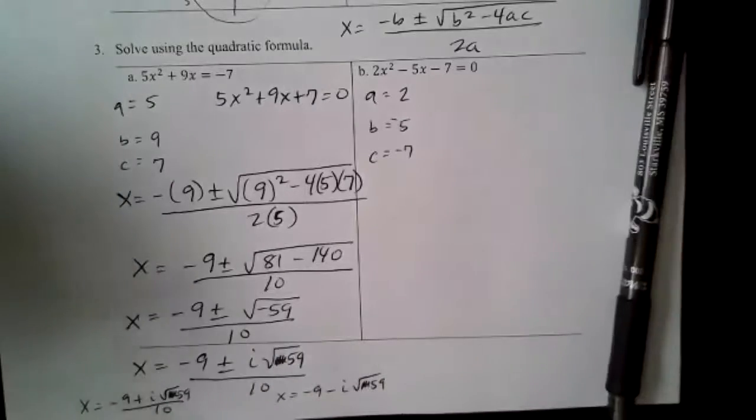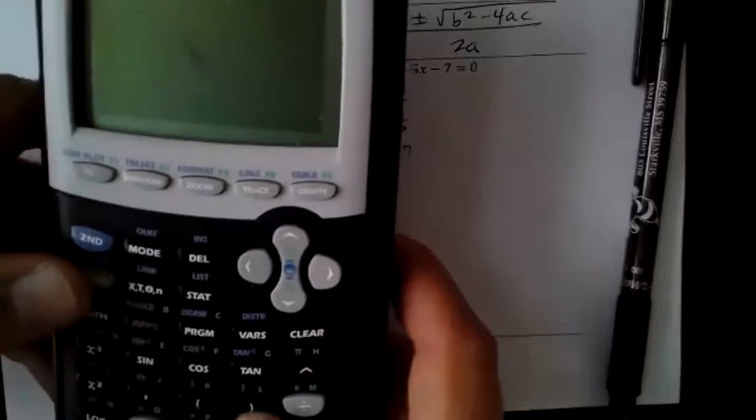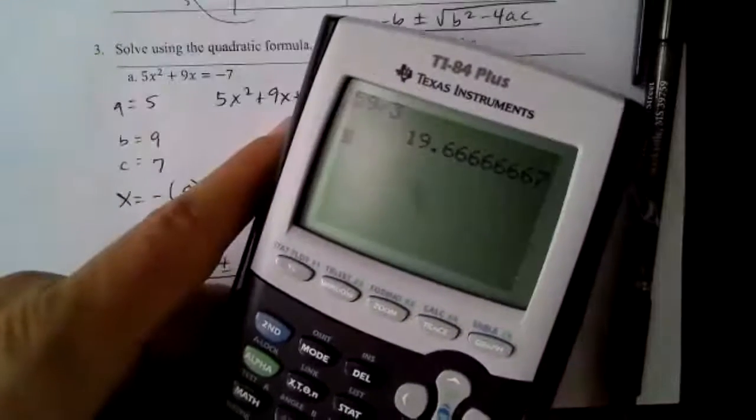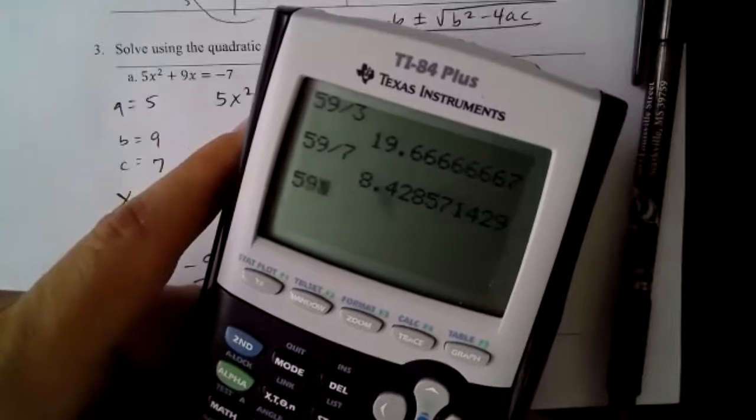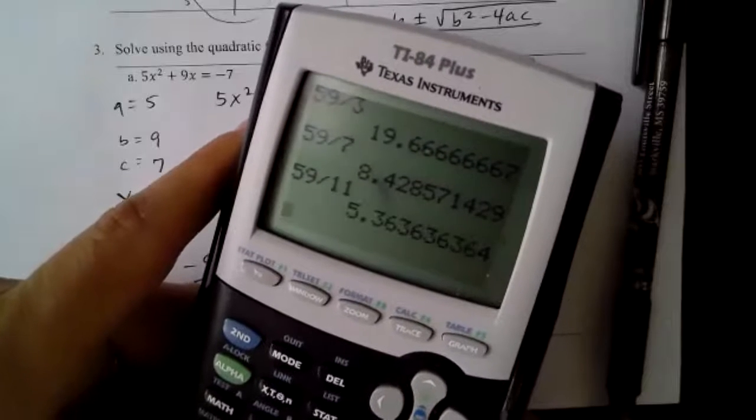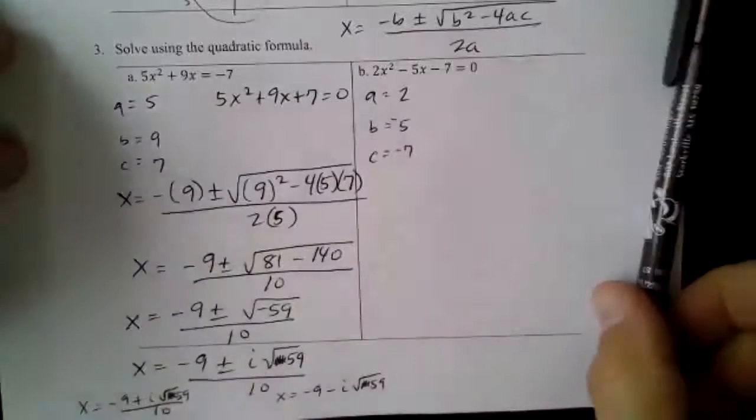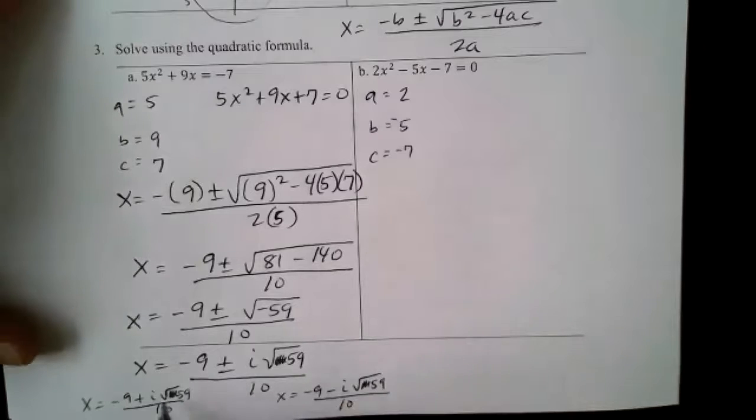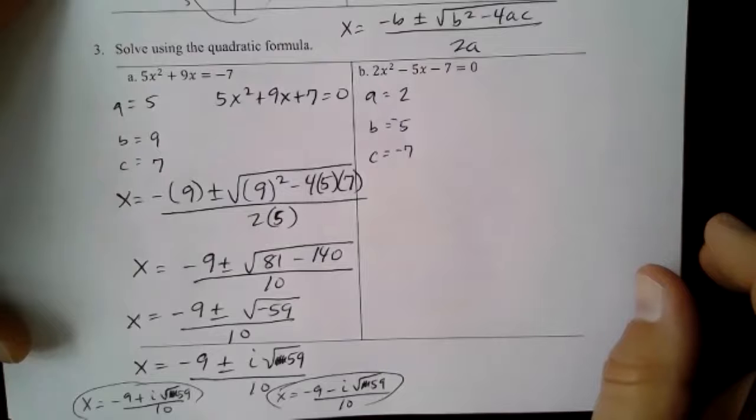And as far as I know, 59 cannot be reduced. I think you consider 59 being a prime. See, 59 divided by 3 is that. 59 divided by 7 is that. If I divide by all the primes, it never turns out to be a neat little number. So it stays 59 under the radical. And so my two answers are here and here. Now we're not even through with the first page yet.